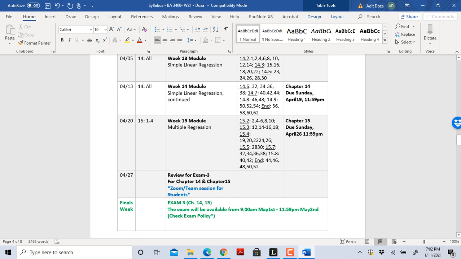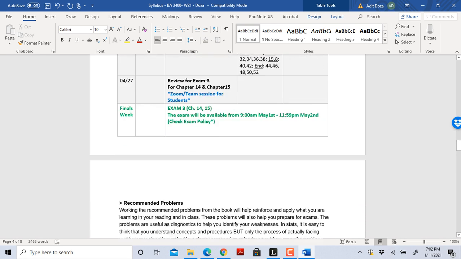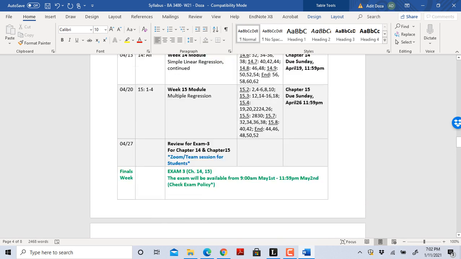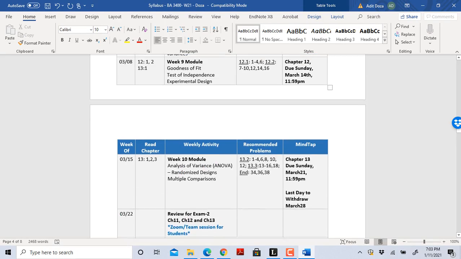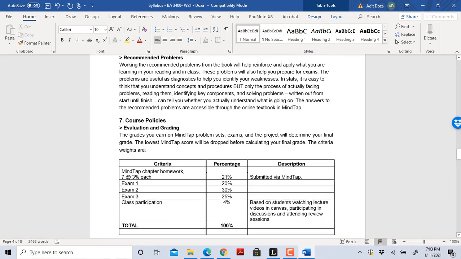So exam 3 is only 2 chapters, and the final is on May 1st to May 2nd. Okay, so again you have 2 days available for the exam, but the total duration is still 2.5 hours. Okay, so recommended problems, you can do the problems from the textbook. Okay, I have mentioned there. So let's look at the grade overview.